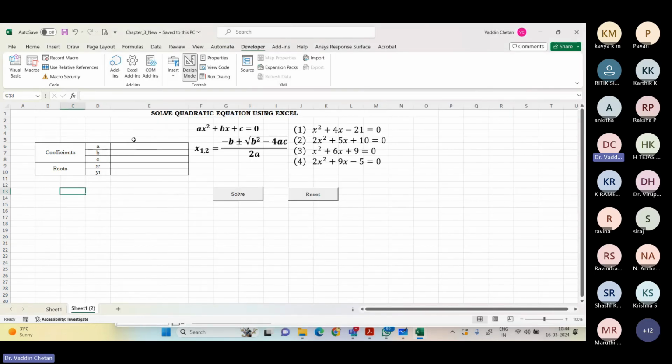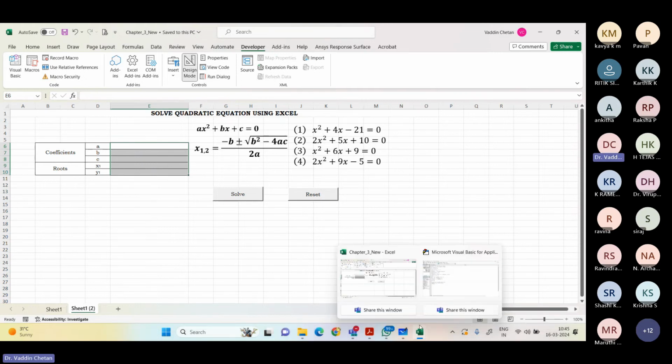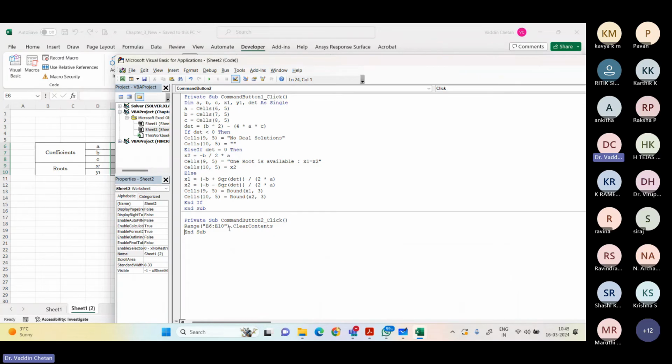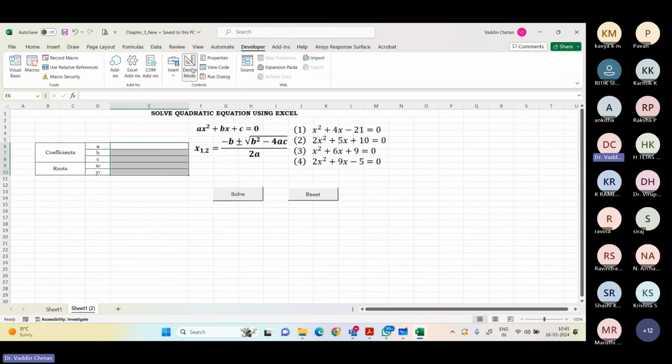All the values from E6 to E10, dot clear contents. Clear contents is one function, so all the values in that range will be cleared off. Save it. Close this. Now disable the design mode. When you press that, you will get some value, because it treats it as empty, but there will be some value there, right?